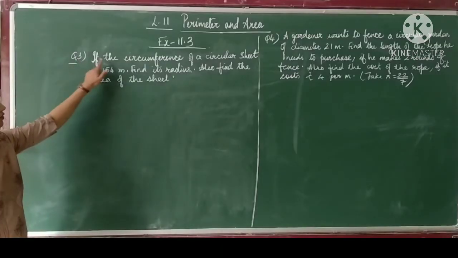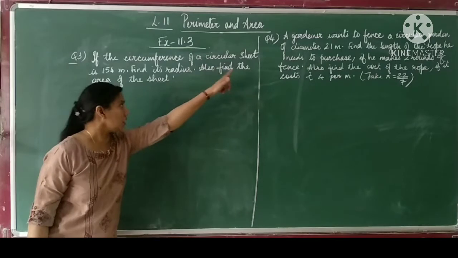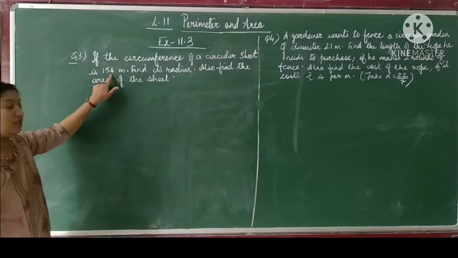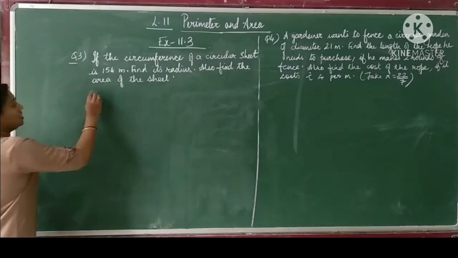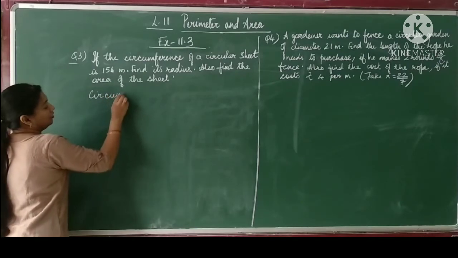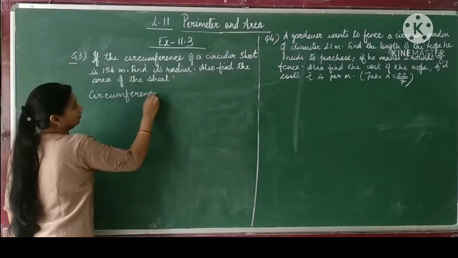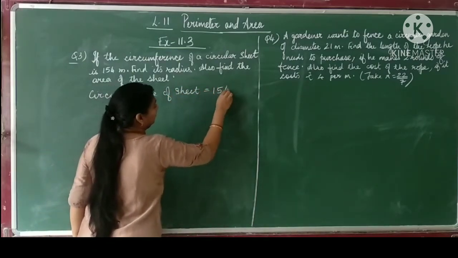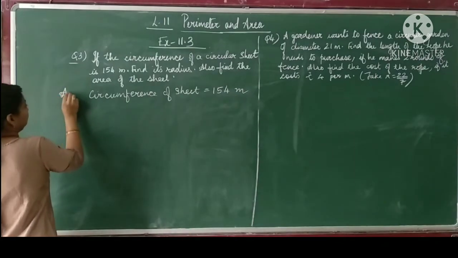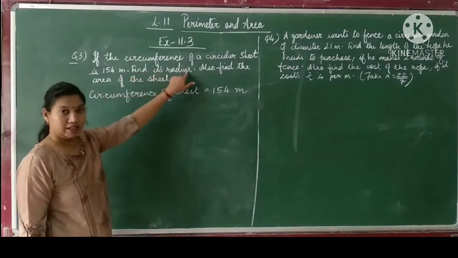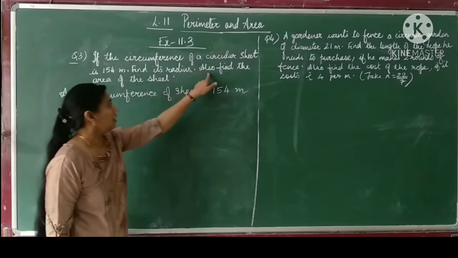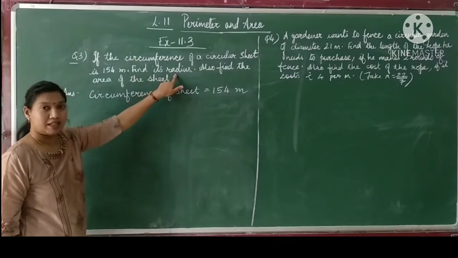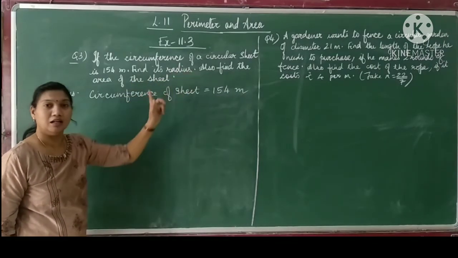Question number 3. If the circumference of a circular sheet is 154 meter, what is given? Circumference is given 154 meter. So first we write what is given. Circumference of a sheet is given 154 meters. Find its radius. We have to find the radius. Also find the area of the sheet. So first we will find the radius, and once the radius is known to us, we can find the area.